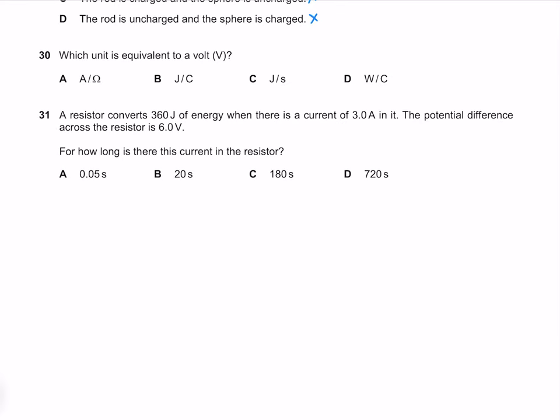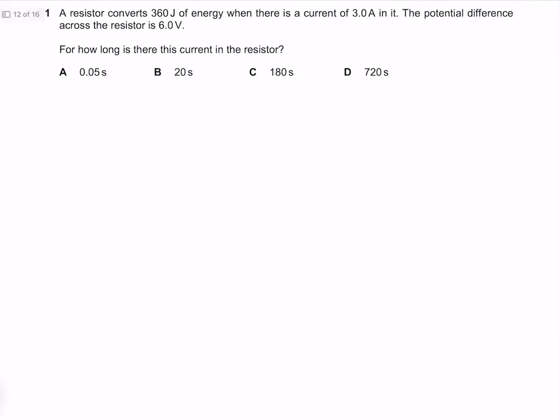Which unit is equivalent to a volt? That is, joules per coulomb. A resistor converts 360 joules of energy when there is a current of 3 amps in it. The potential difference across the resistor is 6 volts. For how long is this current in the resistor?